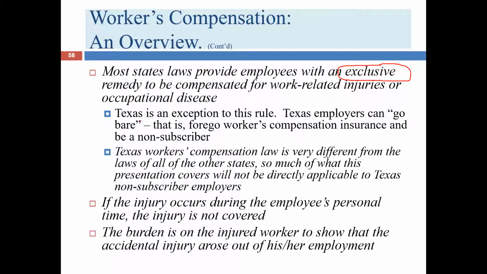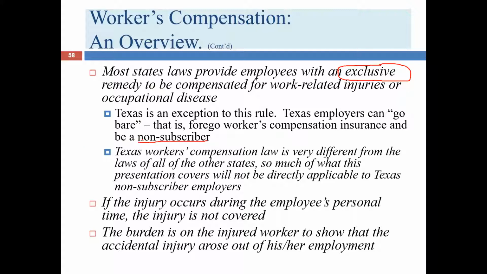As I said, Texas is really the sole exception, although Oklahoma's statute is somewhere in between, kind of. We use an expression in Texas saying that employers go bare, meaning that they are doffing or taking off the protection of the workers' compensation insurance.